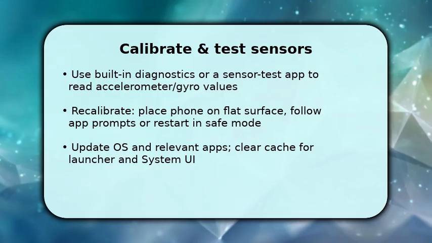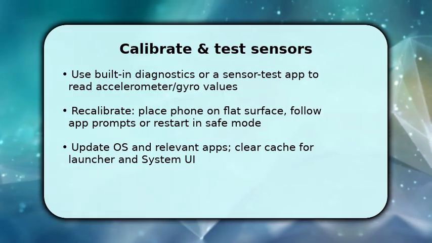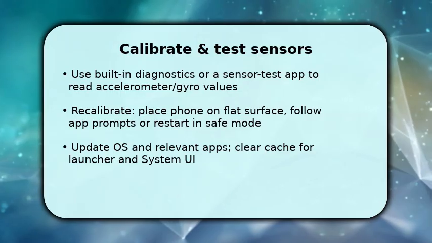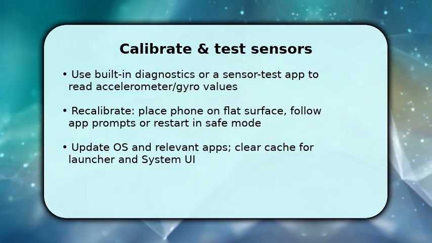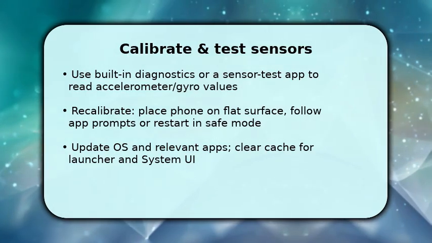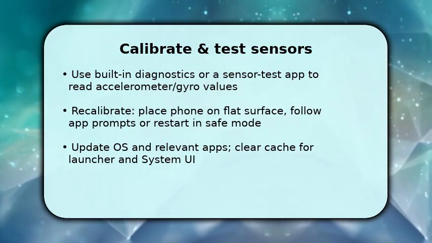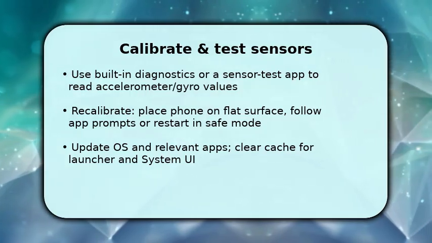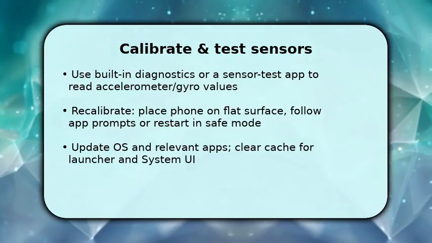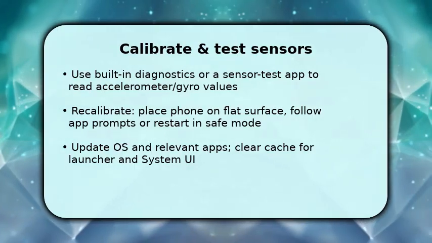If readings look off, follow the app's recalibration routine or place the phone flat and restart into safe mode to remove third-party interference. After that, update the operating system and launcher, and clear cache for system UI. These steps fix software layers that misinterpret correct sensor data.